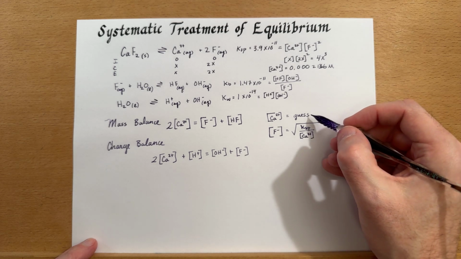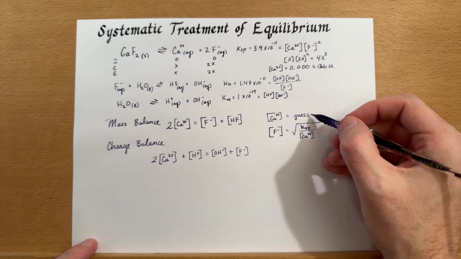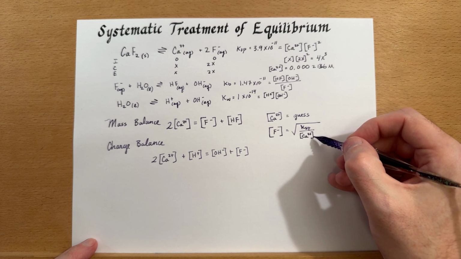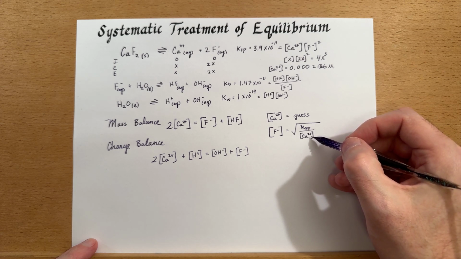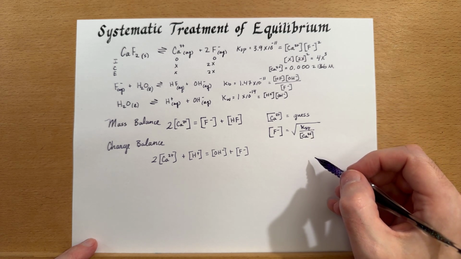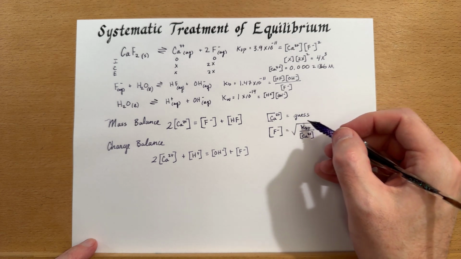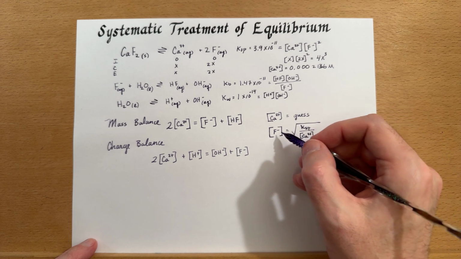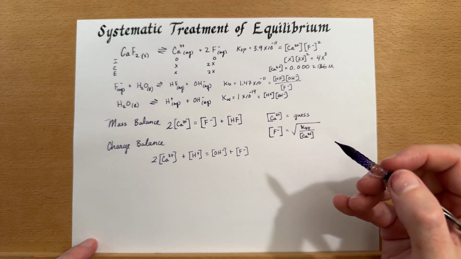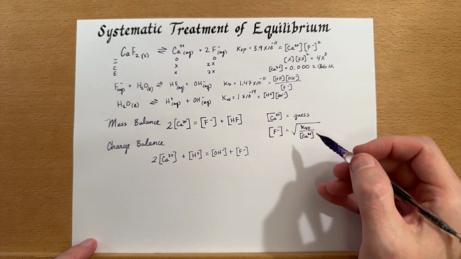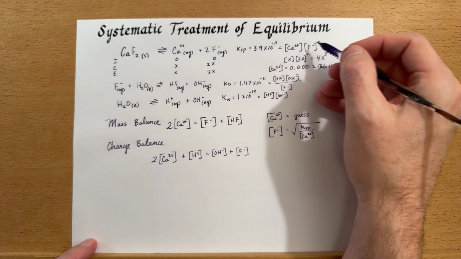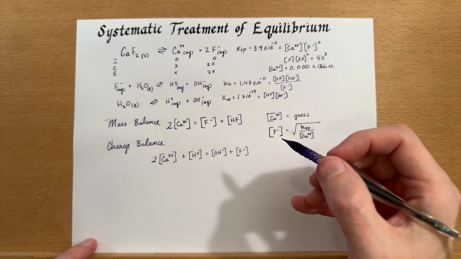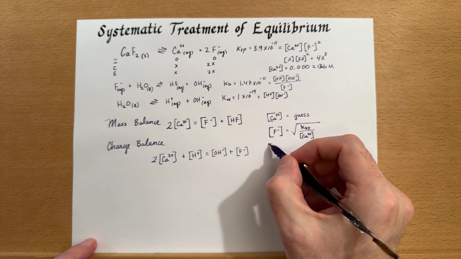So if I'm working in Excel, I'll take this cell and I'll reference it right here, and I'll just put in the KSP. So now whatever we guess here will calculate a concentration for the fluoride. It won't be correct, but it will be correct according to this KSP. And then we'll fix it as time goes on here.